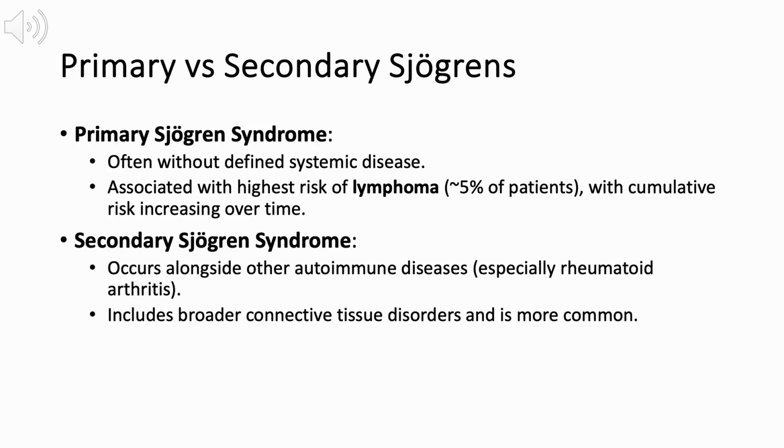Primary Sjogren's syndrome occurs in the absence of a defined systemic autoimmune disease and is notably associated with an increased risk of lymphoma, affecting approximately 5% of patients, with the risk accumulating over time. In contrast, secondary Sjogren's syndrome arises in conjunction with other autoimmune diseases, particularly rheumatoid arthritis. This form is more common and tends to involve broader connective tissue disorders, reflecting its systemic associations.